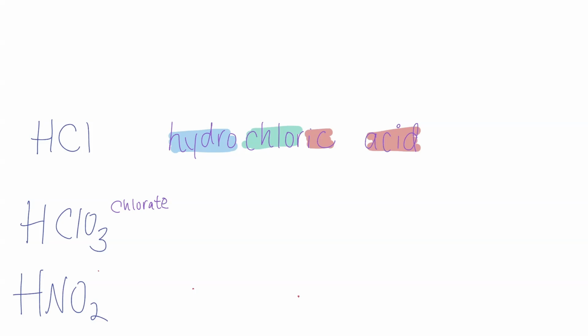The ending of the polyatomic ion name determines what you do. If it ends in ATE, we change it to IC. So we're going to change this. This is chloric acid.